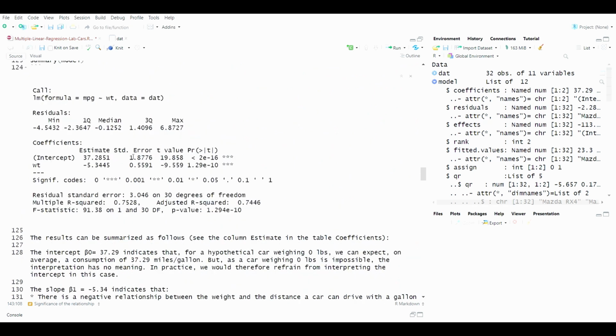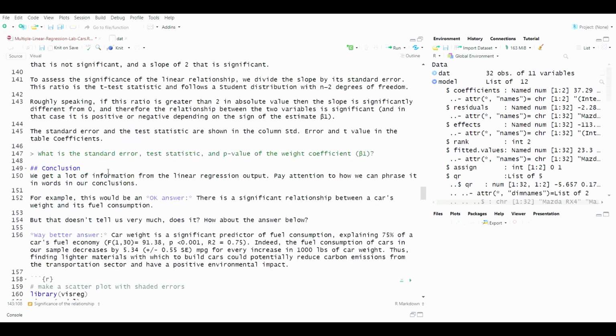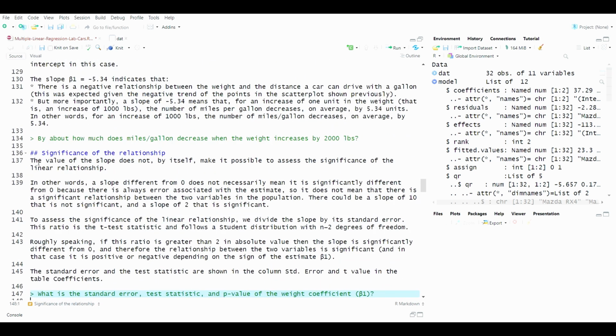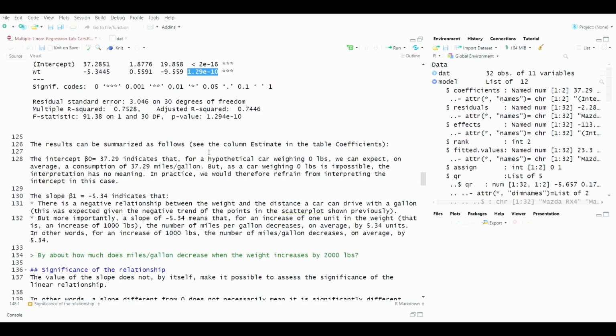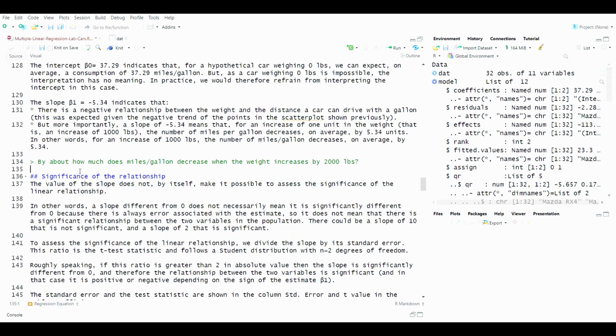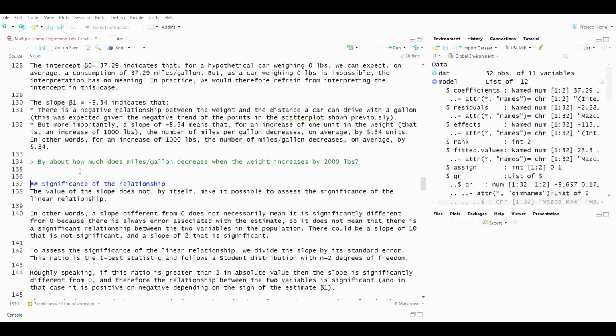And if you scroll up, you see standard error and t-value here in our coefficients table. Okay, your next question is, what is the standard error, test statistic, and p-value of the weight coefficient? All you have to do is go back up to the results and pull out the standard error, t-value, and p-value of the weight coefficient and write a sentence telling me what those are.